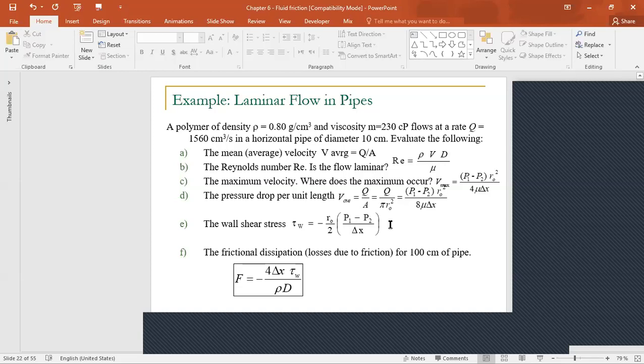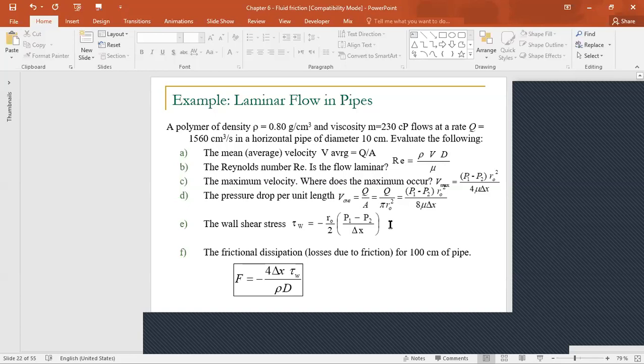It flows at a rate of Q equal to 1560 centimeter cube per second. This is the flow rate Q in a horizontal pipe of diameter 10 centimeter. Now he's asking for the mean or average velocity. V average is equal to Q over A directly. Here you don't need to actually convert the units because you will have everything in gram and centimeter cube.